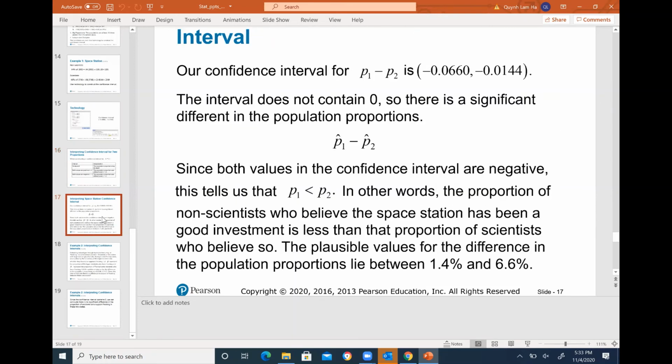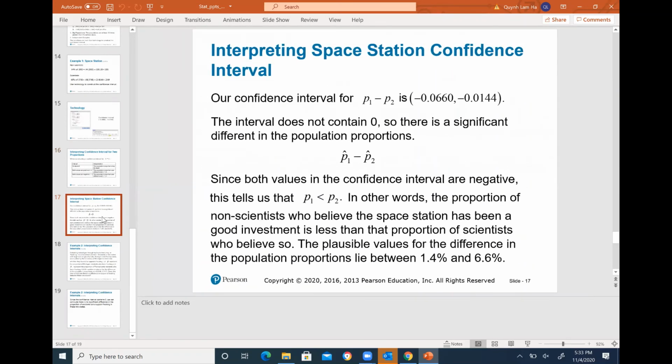Okay, for our confidence interval, pretend the value is negative. The interval does not contain a 0, so there is a significant difference in the population proportion, P hat 1 minus P hat 2. So we can conclude that P1 is less than P2. In other words, this one is just a sample, just an example. This is not the actual one.